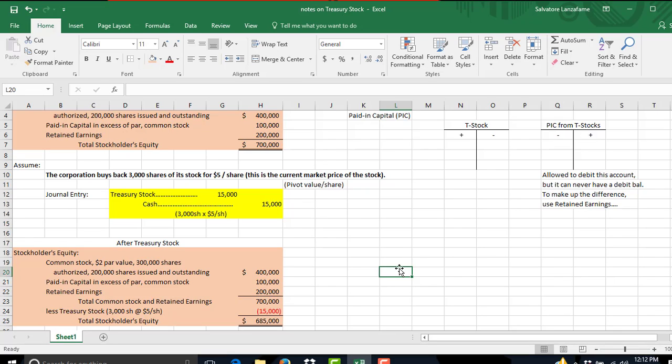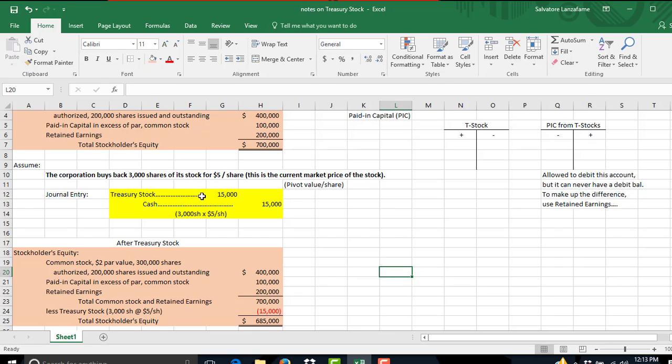So Treasury stock makes your stockholders' equity decrease. I just wanted to show you that so you would know how it would look in the stockholders' equity section. We won't do any more with the stockholders' equity, but I just wanted to show you.